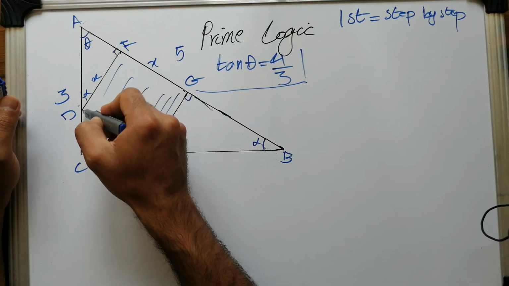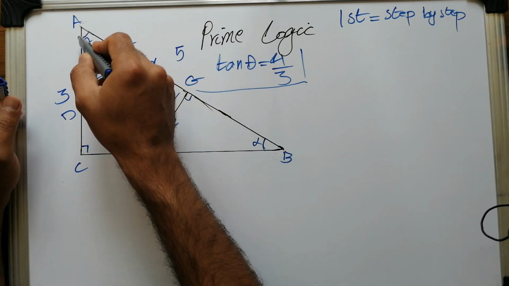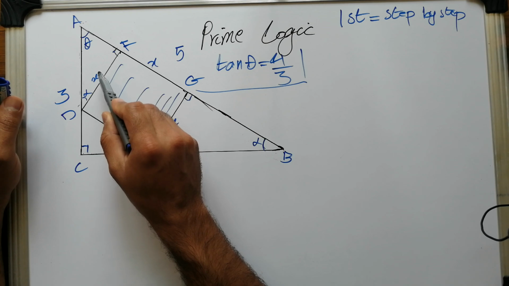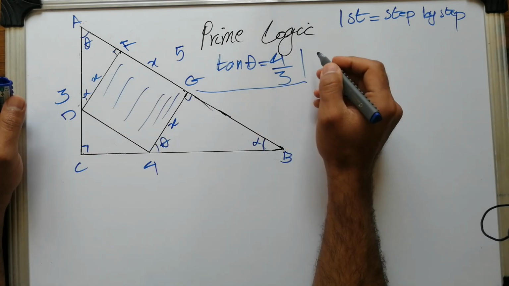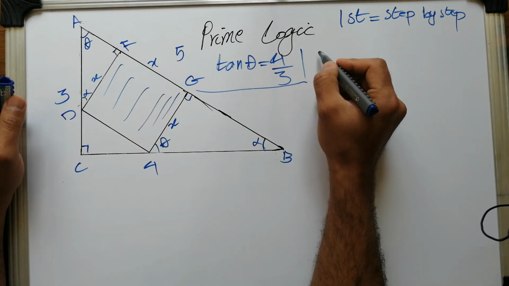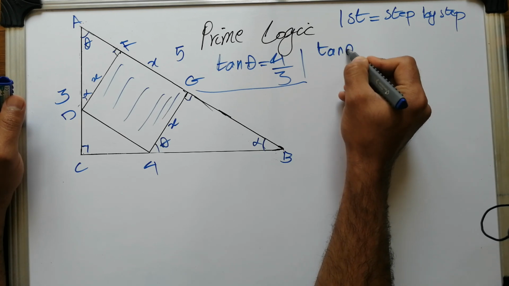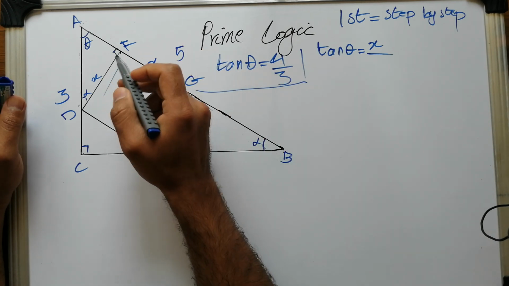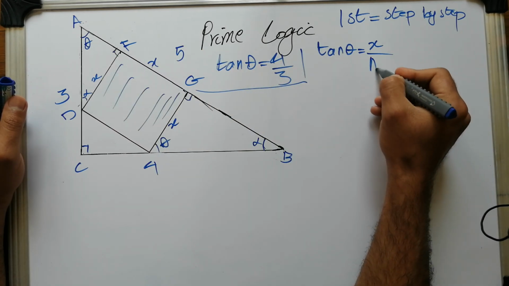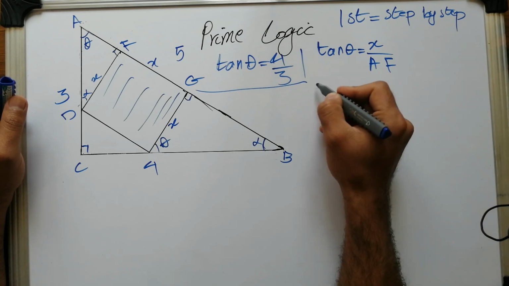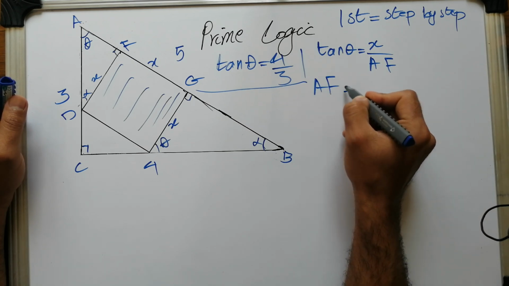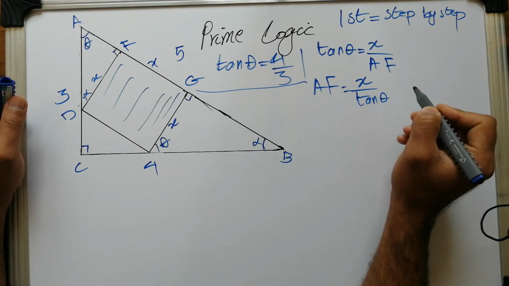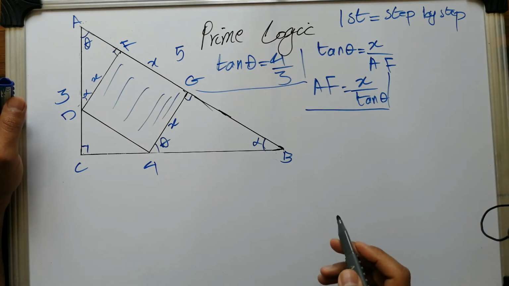What about in this smaller triangle, ADF? What is the tangent of theta here? Obviously that's beautiful, because the opposite side is x, which is the side of this square. So the tangent of theta, one more time, in the smaller triangle is the opposite, which is x, to the adjacent. The adjacent side is AF. In other words, we can say AF equals x over tangent theta. So this is one relationship.